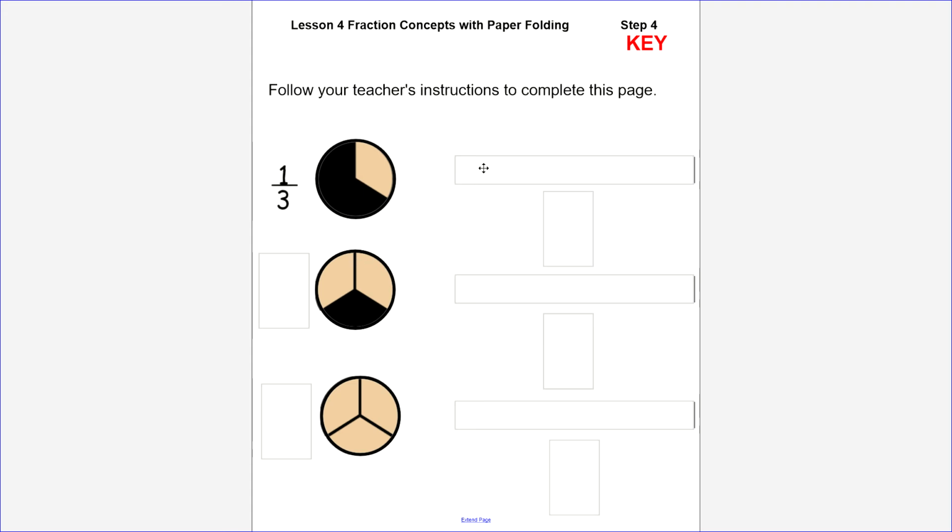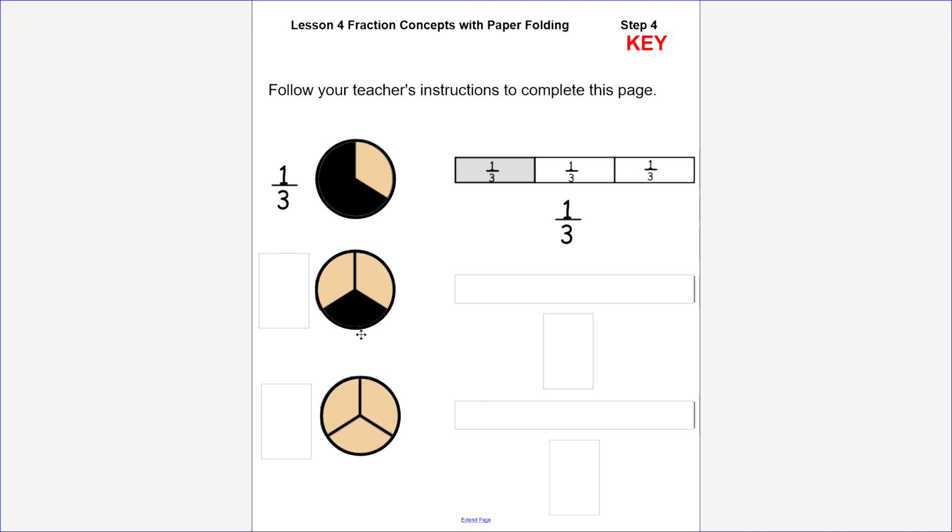Now, if I want to show 1/3 on this paper strip, I need to cut it into 3 equal-sized parts and then shade some of them. How many of the equal-sized parts should I shade to show 1/3? You're right. I'll shade 1 of the 3 equal-sized parts to show 1/3. This fraction is also 1/3.